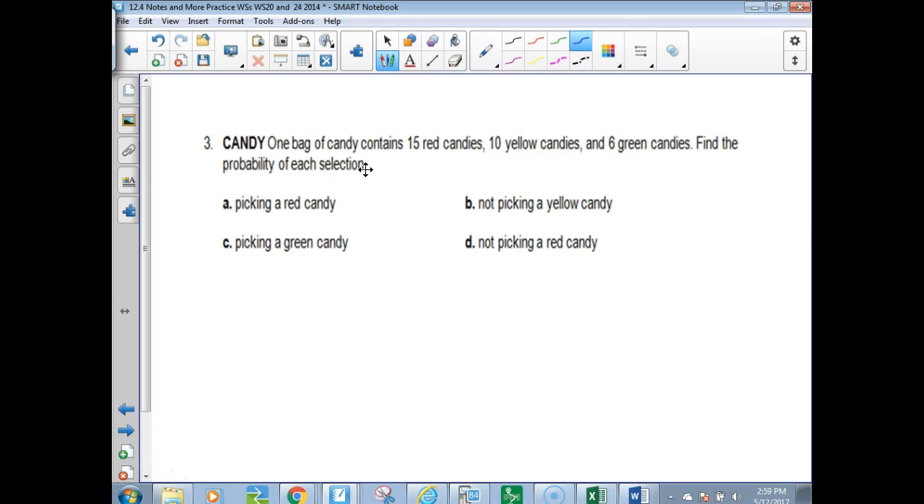So what we're doing here certainly doesn't need combinations. You got one bag of candy with 15 red candies, 10 yellow, and 6 green. What's the probability of getting a red one? Well, it'd be 15 out of 31. Doesn't reduce. 31's prime. B, not picking a yellow. Well, there's 10 yellow, so there's 21 that aren't yellow. 21 out of 31. And getting a green, 6 out of 31. And not picking red, 16 out of 31.